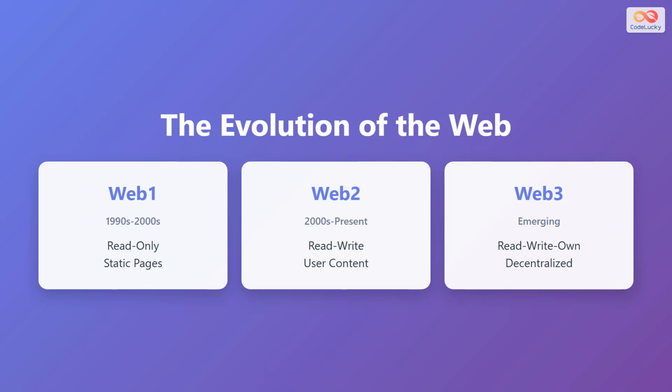To understand Web3, let's look at how the internet has evolved. Web 1, which dominated the 1990s to early 2000s, was the read-only era. Websites were static pages you could only view. Then came Web 2 from the 2000s to present day. This brought us social media and user-generated content, the read-write era. You could create and share, but platforms owned everything you posted. Now Web 3 is emerging as the read-write-own era, where decentralization gives users true ownership of their digital lives.